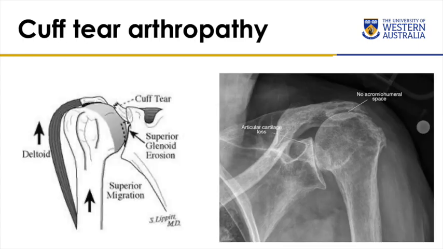Cuff arthropathy is different to classic osteoarthritis. This is caused by a large or massive tear of the cuff. This disrupts the balance of the shoulder joint, leading to superior migration of the humeral head. We see a pattern of superior glenoid erosion and erosion of the acromion. On the right, you see here the humeral head is now articulating with the superior glenoid and the acromion.